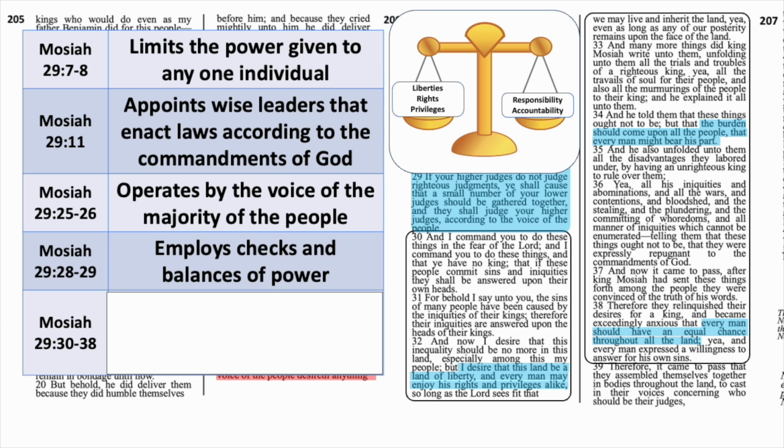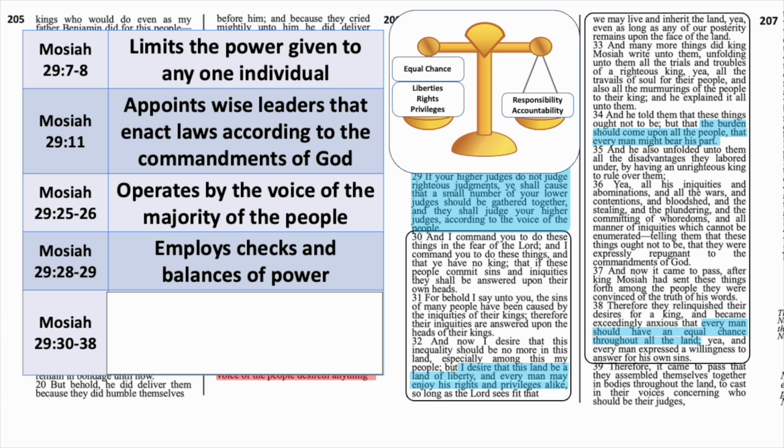Now, a quick exercise. Look at verse 38 and tell me which phrases fit on which side of the scale. Therefore, they relinquished their desires for a king and became exceedingly anxious that every man should have an equal chance throughout all the land. Which side am I going to put equal chance on?